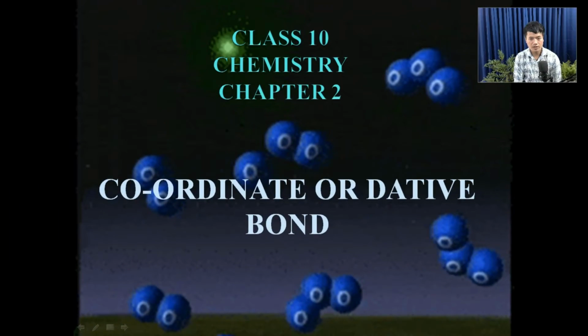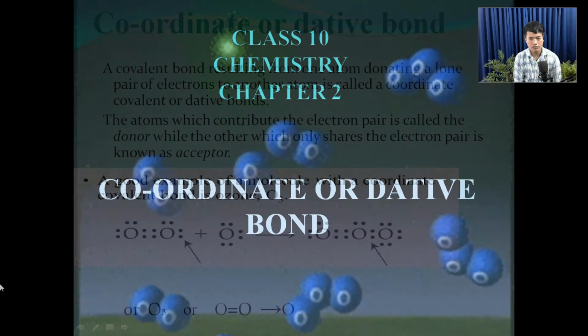In continuation of our previous lesson, today we'll be doing coordinate or dative bond. In our previous classes, we have already learned about covalent bond. In covalent bond, we know that an electron is shared between two atoms in order to be stable. And today we will learn about another type of covalent bond, that is coordinate or dative bond.